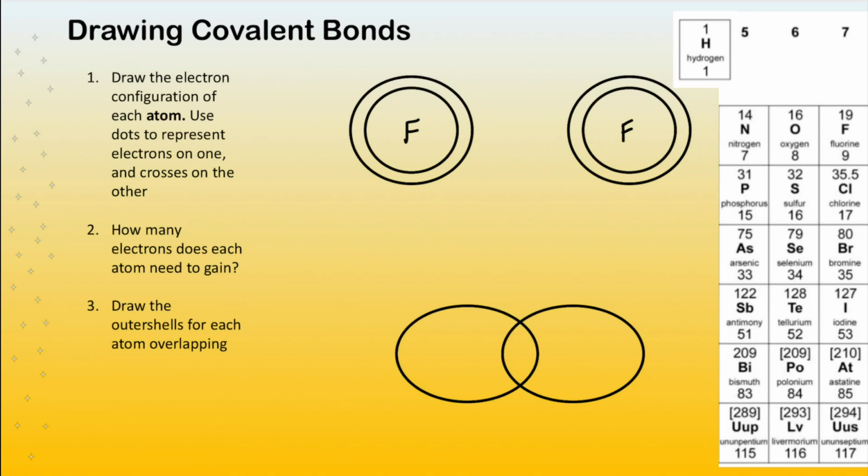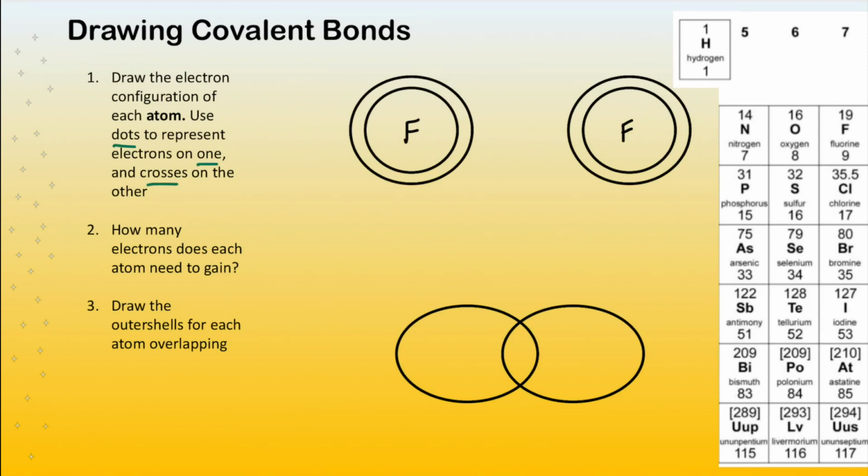So we're going to work through the steps that we can follow to try and do that, and the first two are very similar to that for ionic bonding. So first up, it's important to establish how many electrons they need to gain through sharing rings of electrons. So it's good practice whilst you're learning how to do covalent bonds to do these first two stages. So first we draw the electron configuration of the atom. So that's nice and important. We use dots to represent the electrons on one and crosses on the other.